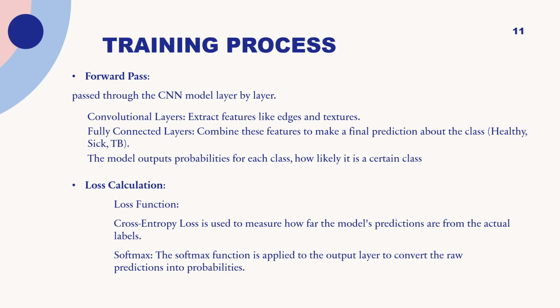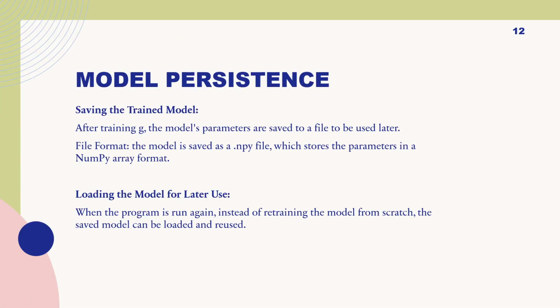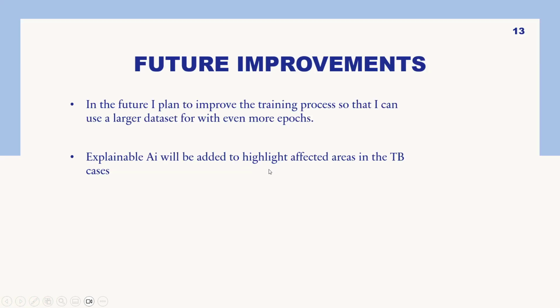At this stage, the model outputs probabilities for each class, indicating how likely it is for an image to belong to each category. Then the loss is calculated. So for model persistence, it saves the trained model in a NumPy array, and it can be loaded for later use.